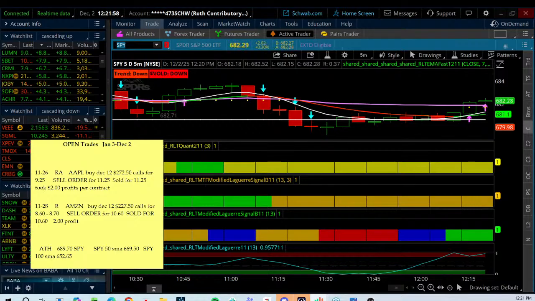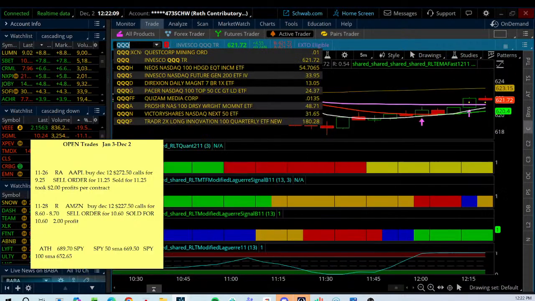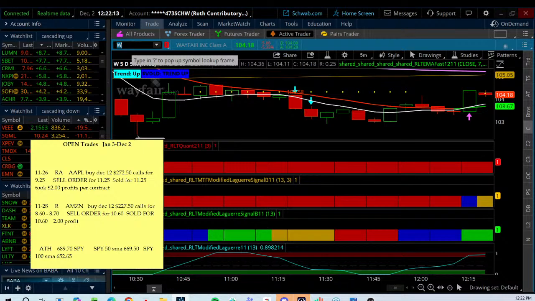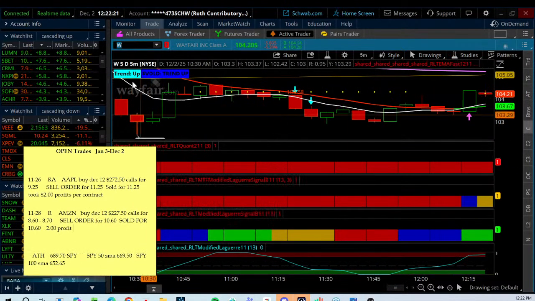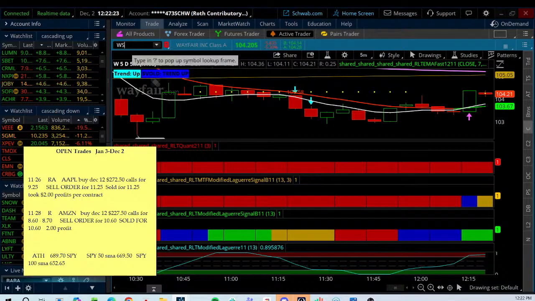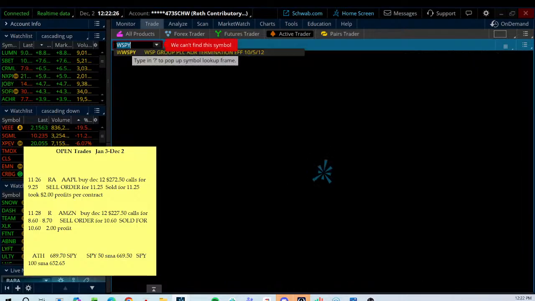SPY finally above the VWAP again. See if it stays above the VWAP. Q's also just got above there. Wayfair with a big green candle, pushed up to 104. Again, one candle doesn't make a trend, remember that.